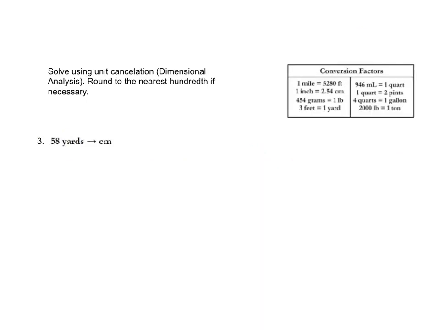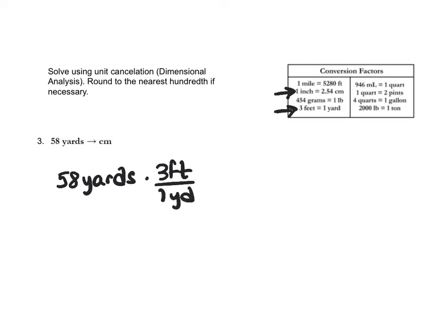Now this says same thing, yards to centimeters. So look over at your conversions and I can see that an inch goes to centimeters and I can see feet goes to yards. Sweet, I've got all the conversions I need. I don't need to know this in my head. 58 yards. So you're gonna first change your yards to feet. So you know there's 3 feet in 1 yard, and you can cancel your yards on the top and the bottom.